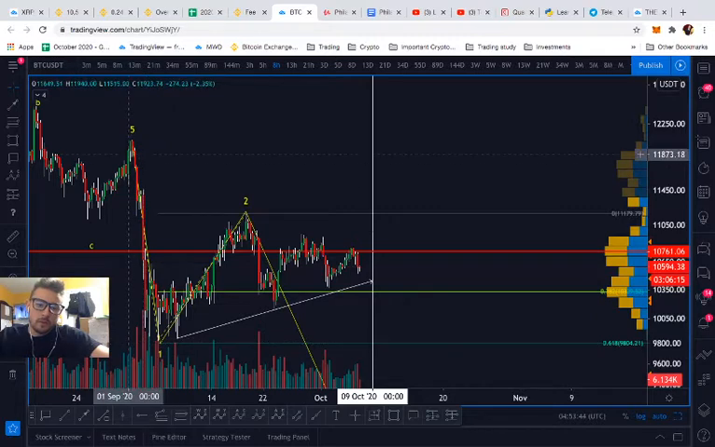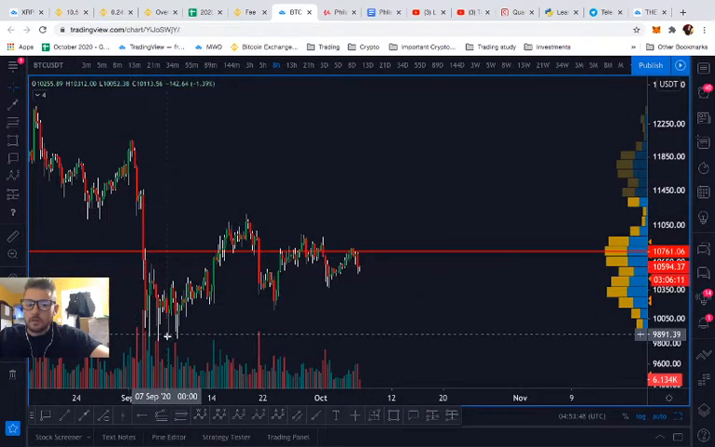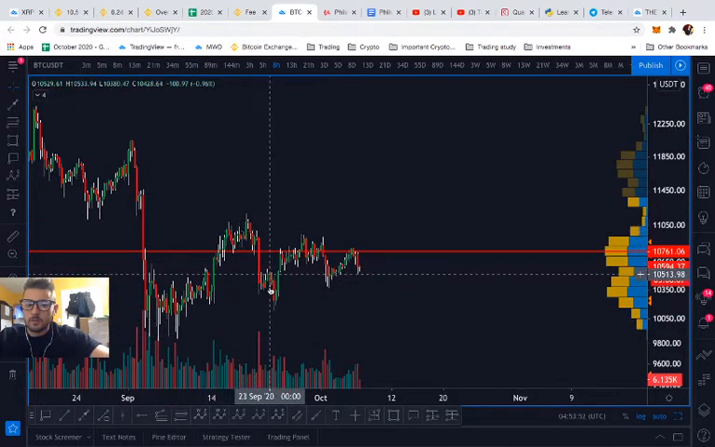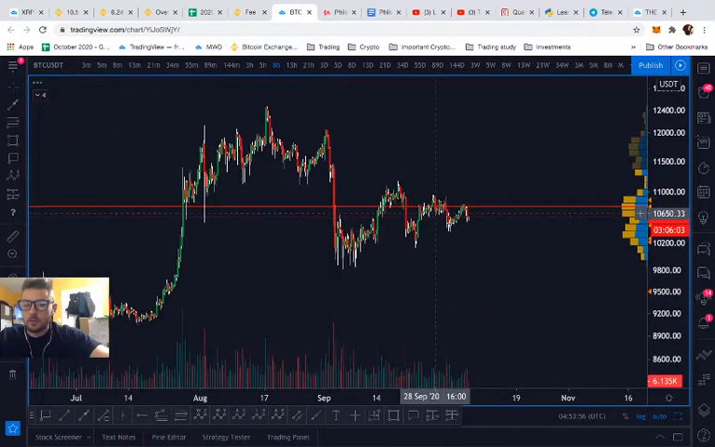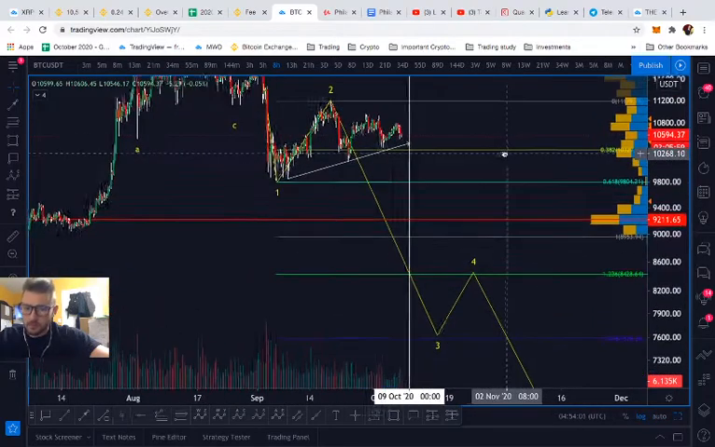Right, so I count this as 5 waves, okay? 1, 2, 3, 4, 5. This is an ABC, ABC for 2. 1, 2, 3, 4, 5. So 1, 2, and this is how I'm seeing the 3 of the 3. So the 3 of the 3 I think is next, and that's why I'm extremely short, guys.